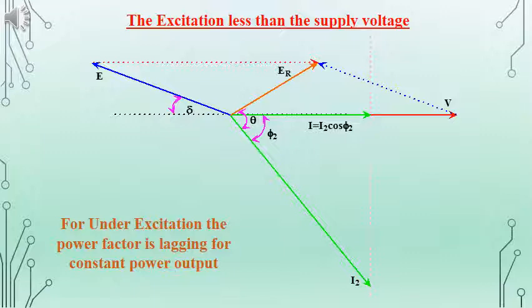condition. And here also we consider the active component of current to be the same. So the active power input to the motor remains the same. At the same time, for under excitation, the current is a lagging one. That means the motor operates at a lagging power factor condition.